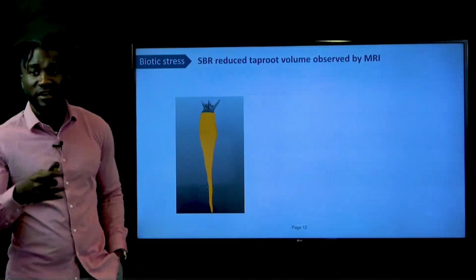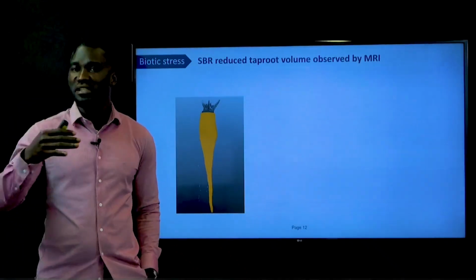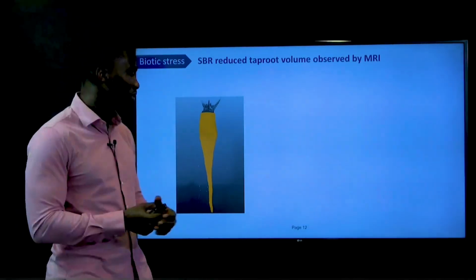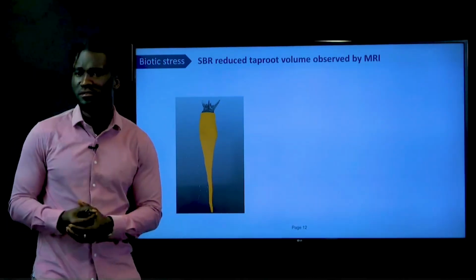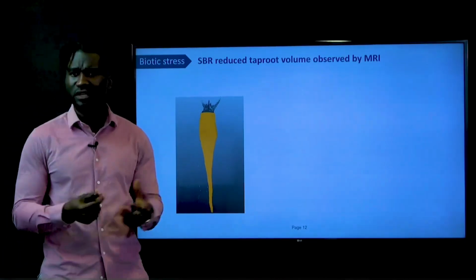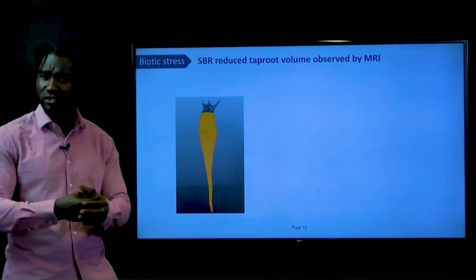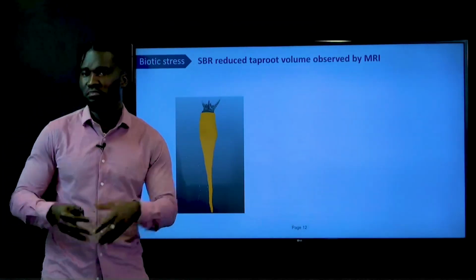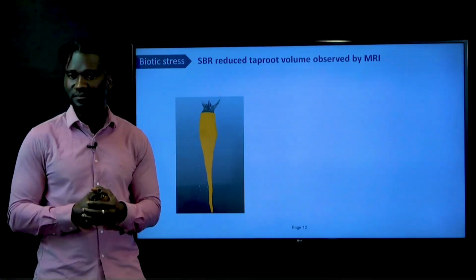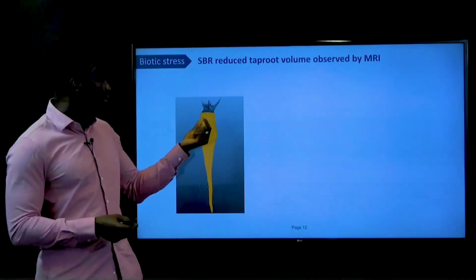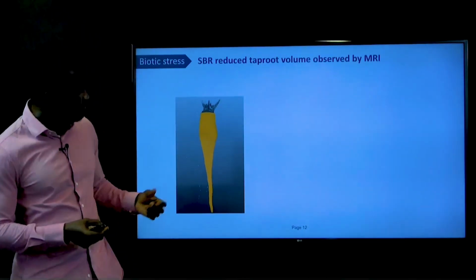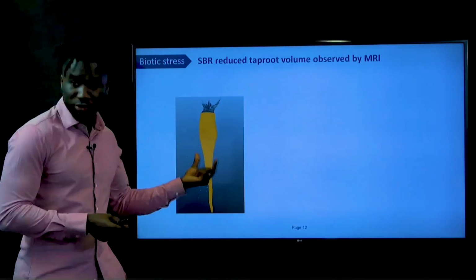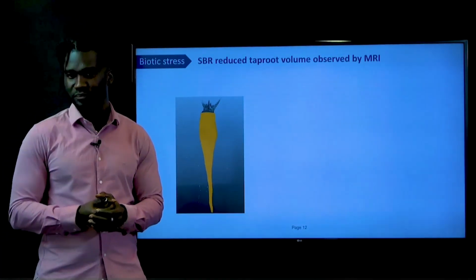Moving on, we quantify taproot volume as a direct measure of storage root development. To quantify the taproot, we first generated a binary image from the MRI based on an image intensity threshold. Subsequently, we removed the fine root structures and soil samples by applying a median filter. Finally, we manually selected the base of the taproot, and the remaining taproot, as shown in orange here, defined the volume.